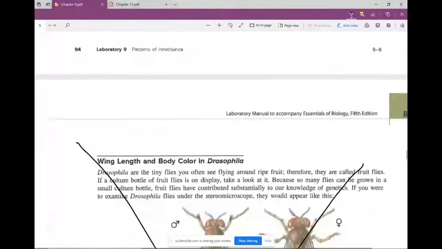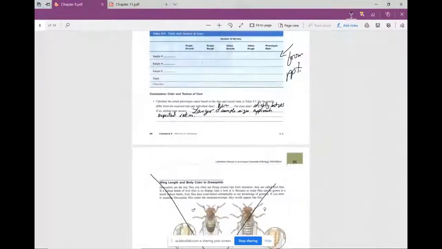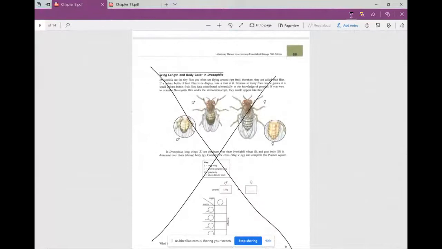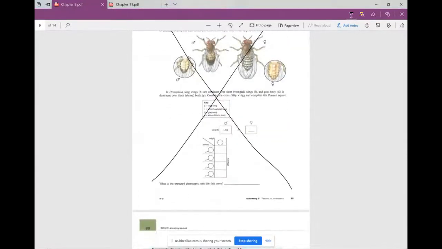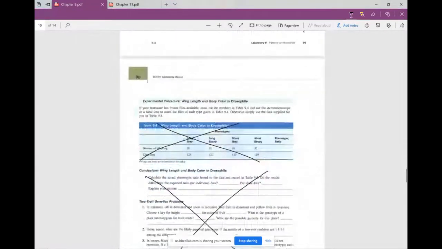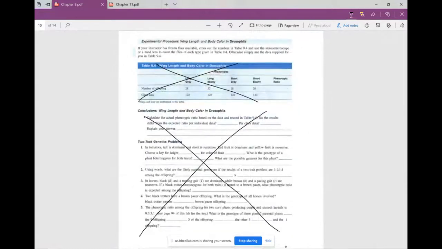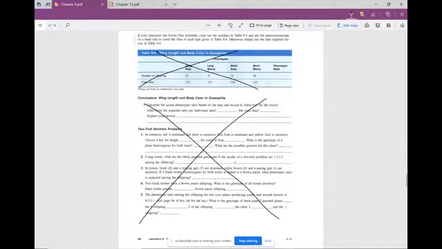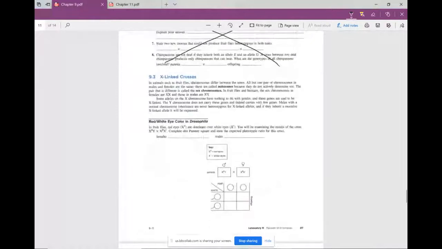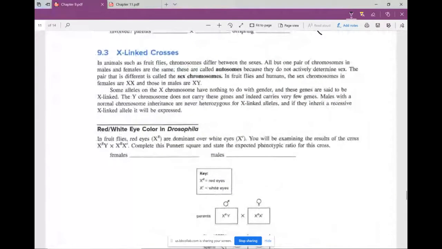All right. Okay. We're going to skip this wing length of Drosophila. We never do this in lab anyway. And of course, we're going to skip the parts that result from that. The next thing we're going to discuss are these X-linked crosses.